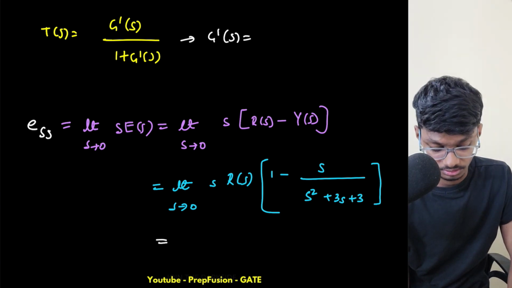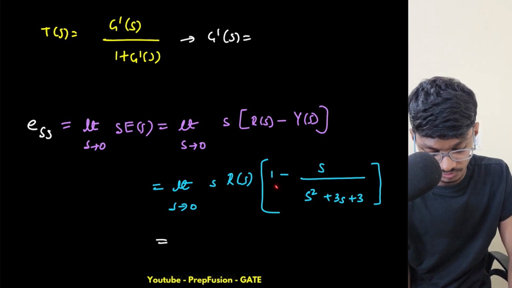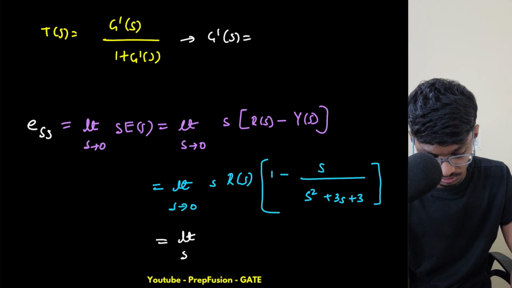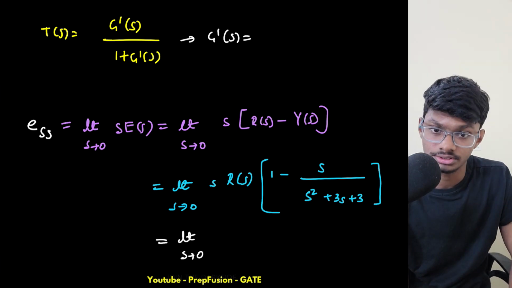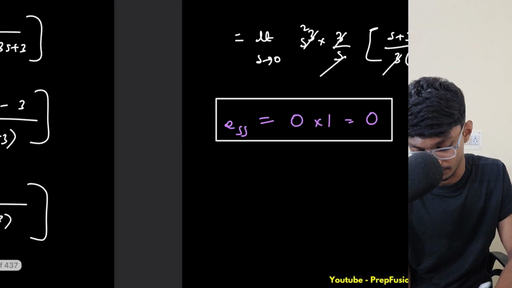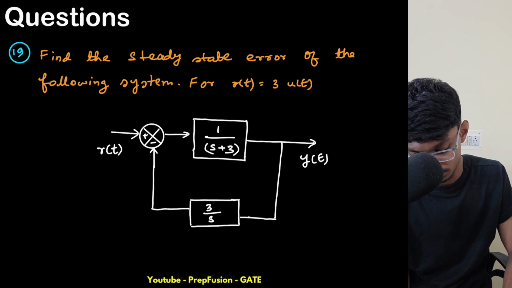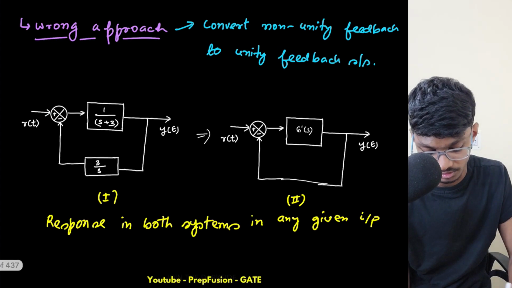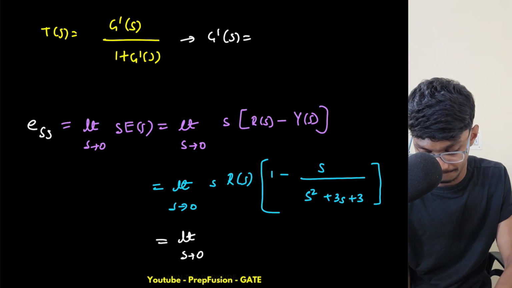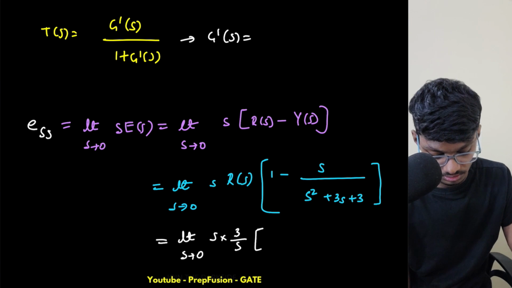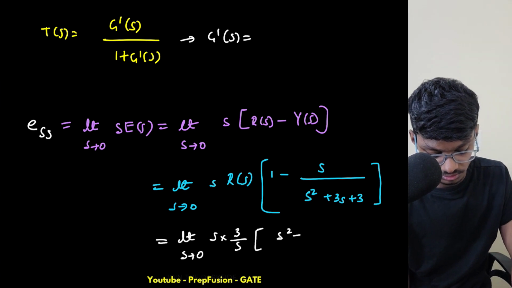If you simply subtract these, what is R of s? R of s is 3 u of t, so R of s is 3 by s. This is s square, so s square plus 3s plus 3 minus s.